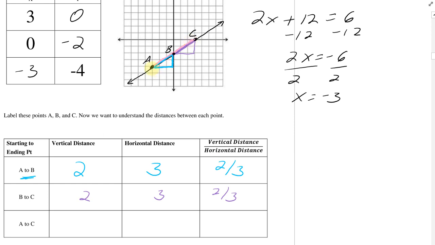So now, if I go from here all the way over to C, this is 1, 2, 3, 4, 5, 6 points going this way. So there's my horizontal distance, and then going up, this is 1, 2, 3, 4. So there's my 4 points going up. So now if I just take a look at that ratio, this becomes 4 over 6, and what does that equal? That equals 2 over 3.